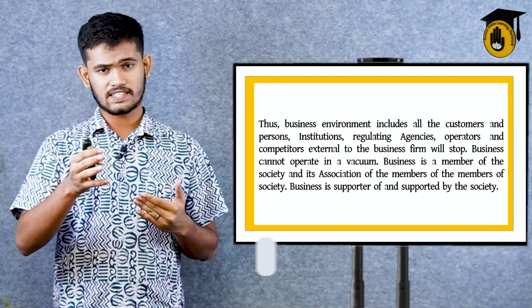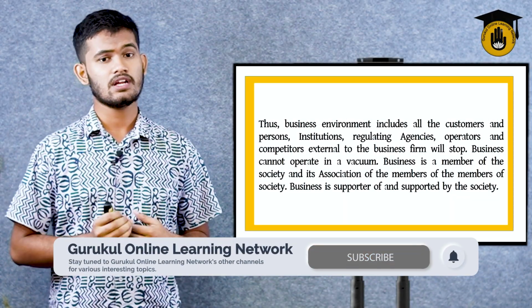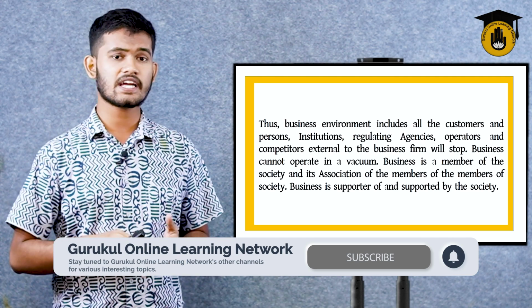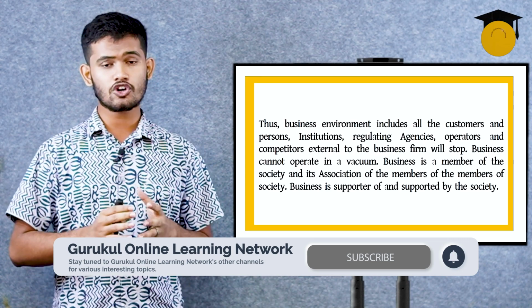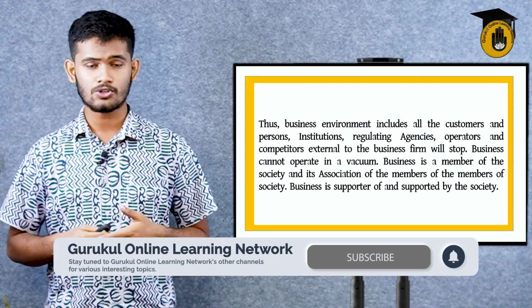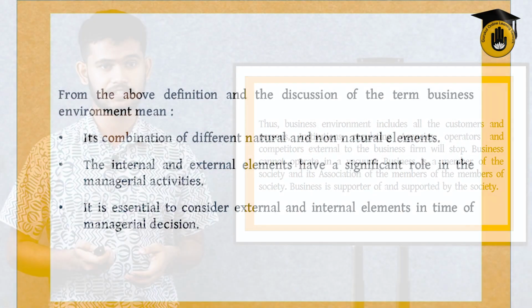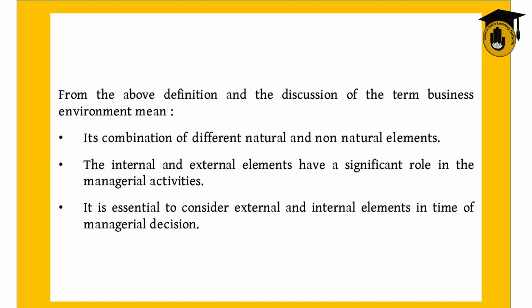Business is supporter of and supported by the society. So the last line I'll explain. Business is the supporter. In a society, business supports various kinds of people, from the poor to the richest, and is supported by the society. If you do not support a business, that business cannot support you. So it's a give and take relation, a transactional relation. From the above discussion, we learned that the term business environment means a combination of different natural and non-natural elements. As we explained, the human's environment and the business environment can be related in a certain way. The internal and the external environment have a significant role in managerial activities.